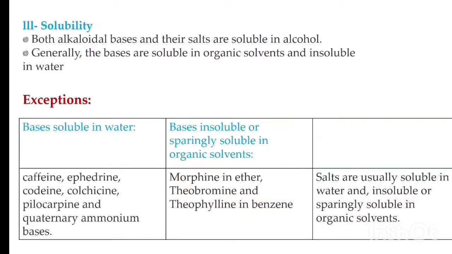The third one is solubility. Both alkaloidal bases and their salts are soluble in alcohol. Generally, the bases are soluble in organic solvents and insoluble in water. Exceptions, bases soluble in water: caffeine, ephedrine, codeine, colchicine, pilocarpine, and quaternary ammonium bases. Bases insoluble or sparingly soluble in organic solvents are morphine in ether, theobromine and theophylline in benzene. Salts are usually soluble in water and insoluble or sparingly soluble in organic solvents.